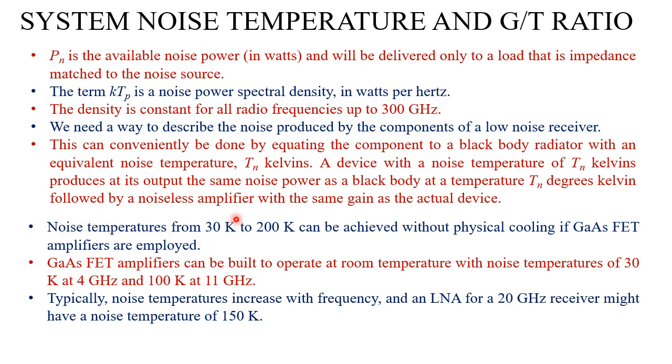Noise temperatures from 30 Kelvin to 200 Kelvin can be achieved without physical cooling if gallium arsenide FET amplifiers are employed. Gallium arsenide FET amplifiers can be built to operate at room temperature with noise temperature of 30 Kelvin at say 4 GHz and 100 Kelvin at 11 GHz. Typically, noise temperature increases with frequency, and an LNA, low noise amplifier, for a 20 GHz receiver might have a noise temperature of around 150 Kelvin.